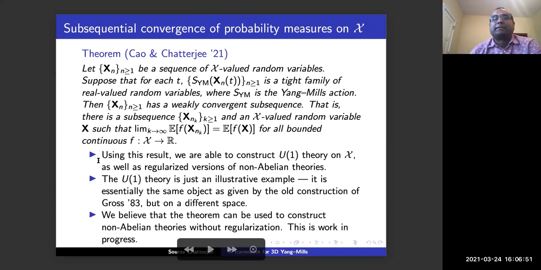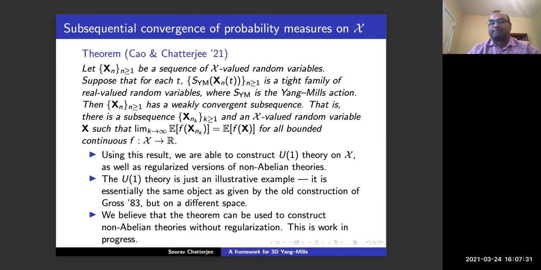Okay, so here's a theorem which says that you have a sequence of x valued random variables. X is the space of all these Yang-Mills paths with no beginning. And I'm saying that if you have a sequence of x valued random variables, SYM of xn of t, n greater than or equal to 1, is a tight family of real valued random variables. So if these are x valued random variables, these are real valued random variables. And if you have a tight family of real valued random variables for each t, then we show that xn has a weakly convergent subsequence. Okay, so that's the result for script x.